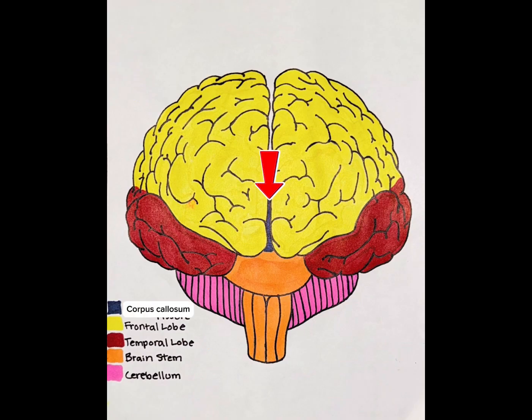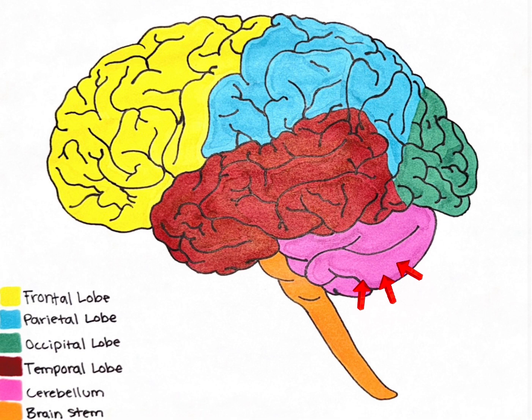The corpus callosum is a large white matter nerve tract that connects the left and right cerebral hemispheres. It is located deep to the longitudinal fissure. The corpus callosum transfers motor, sensory, and cognitive information between the brain hemispheres and is involved in movement control, cognitive functions, and vision.